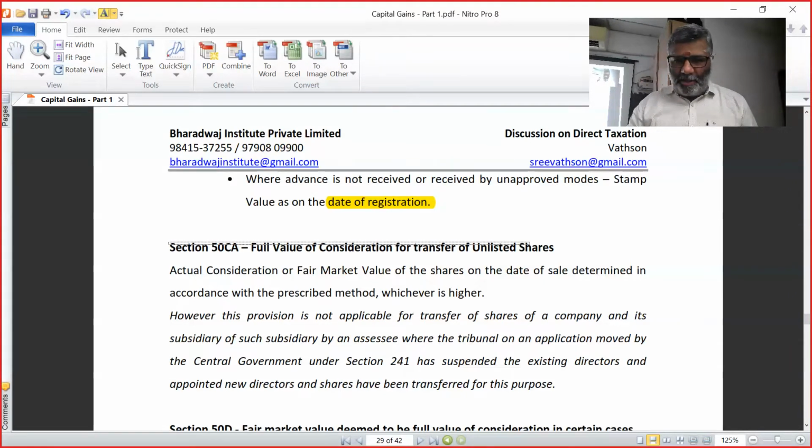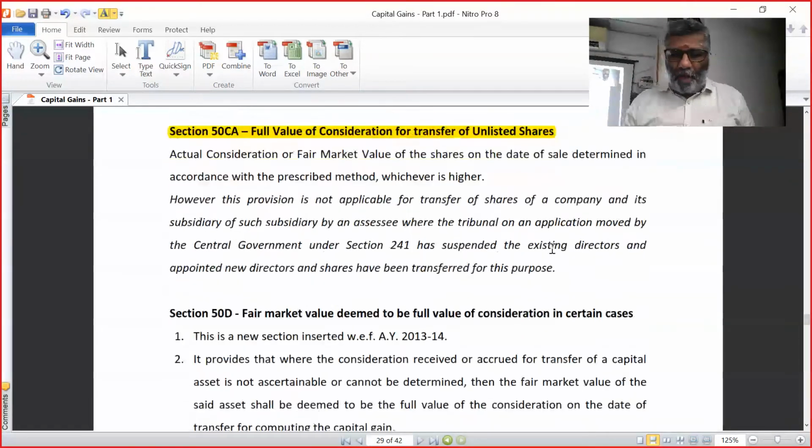Section 50CA is full value of consideration of unlisted shares. We all know unlisted shares or unquoted shares. So a private limited company should not transfer shares at a lesser value. So they say actual consideration or fair market value of the share, which will be computed using the net worth method, whichever is less. Of course, if the company is in NCLT, this provision does not work, or if the directors are suspended, this provision will not work, but that is rare.